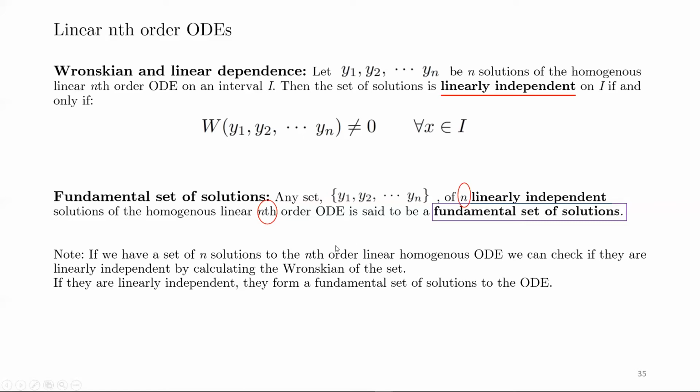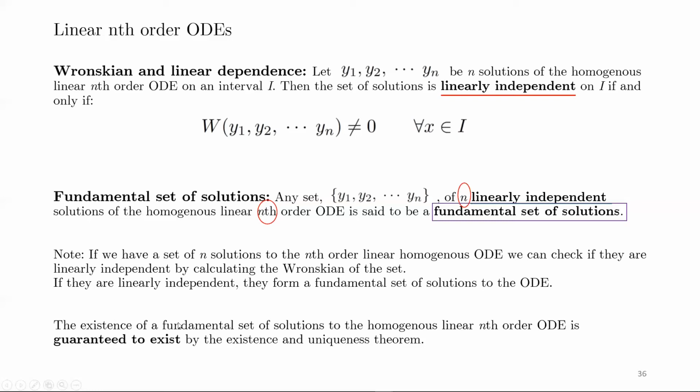And just as a bit of theory that we're not going to prove in this class, the existence of a fundamental set of solutions to the homogeneous linear nth order ODE is guaranteed by the existence and uniqueness theorem. Okay, so given a homogeneous linear nth order ODE, we're guaranteed to have a fundamental set of solutions which are linearly independent from one another, and we can check that linear independence by calculating the Wronskian of the set of solutions.